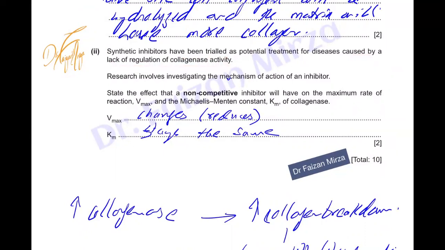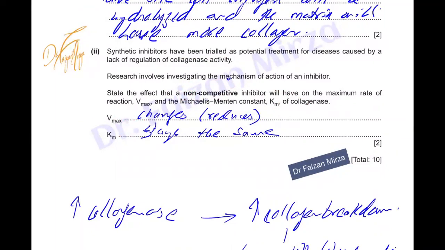of collagenase activity. Research involved investigation of the mechanism of an inhibitor. State the effect of a non-competitive inhibitor on the Km and the Vmax. So we have learned this from the chapter on enzymes: if it's a non-competitive inhibitor, the Vmax changes and reduces, whereas the Km stays the same. If it was a competitive inhibitor, we know that in that case the Km changes and the Vmax stays the same. So just recall that and restate that.